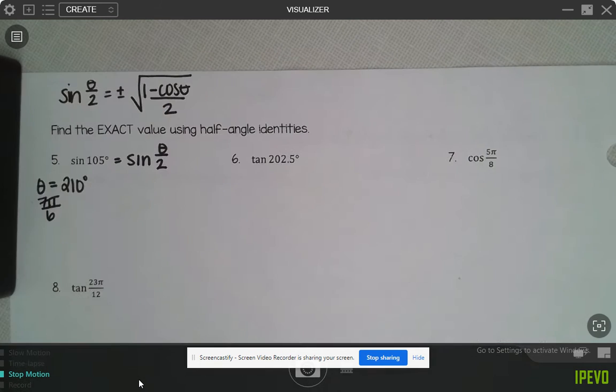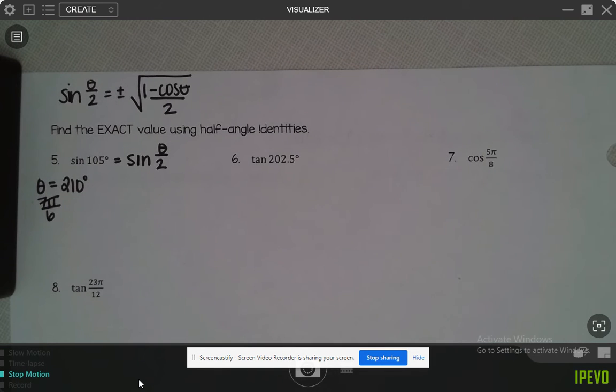Okay, but where did you get that? Because I multiply 105 by 2. You got it. You got to listen now. I multiply 105 by 2. That's a half angle formula.